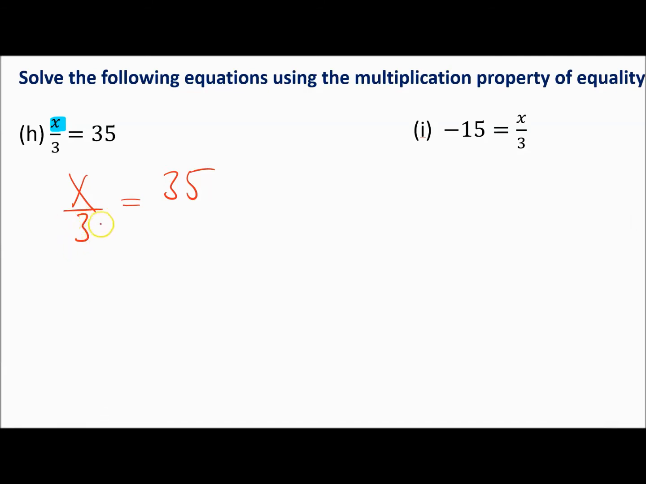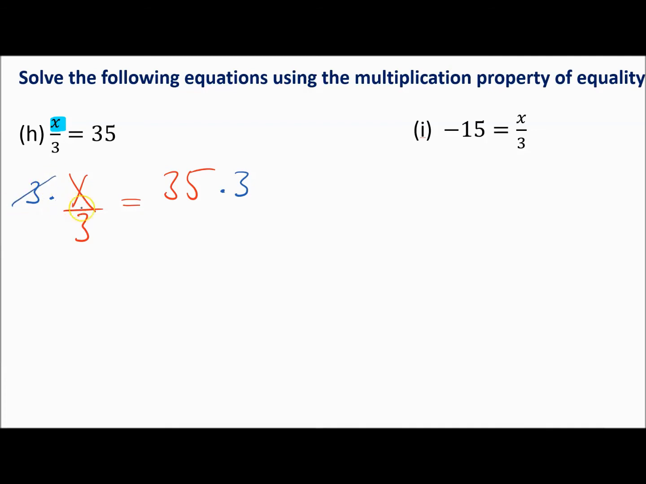Now this 3, what is it doing to the x? Well, most of you are saying it's a denominator. It's dividing into the x, right? That really is x divided by 3. How do you get rid of division? What do you think you would do? Multiply, right? So let's multiply the left side by 3. That means I'll have to also multiply the right side by 3. This is the multiplication property of equality. If you multiply on the left by a number, you must multiply on the right by that same number.